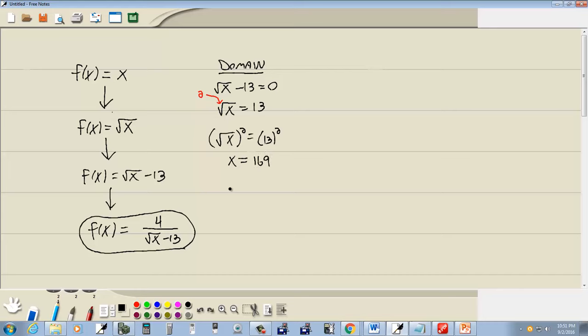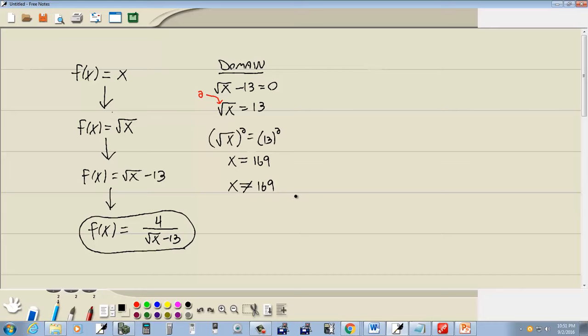Now, this is the value it cannot be. X cannot equal 169. If I put 169 into my x in my original function, I get square root of 169, which is 13. 13 minus 13 gives you 0. So we can't have that value.